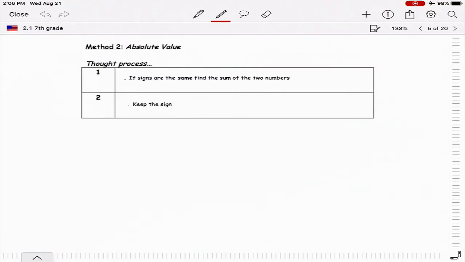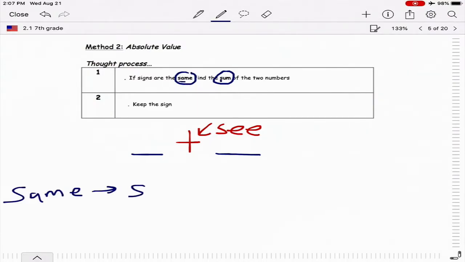And this method is very simple. When you're adding, please understand, it's only when you see a plus sign. You need to be able to see it. Whenever you see a plus sign, you have to ask yourself these two questions. The first question is, are signs the same or different? If signs are the same, you're going to find the sum, right? Think of same and sum. They both have an S. So same means to find the sum, which means you would just add.